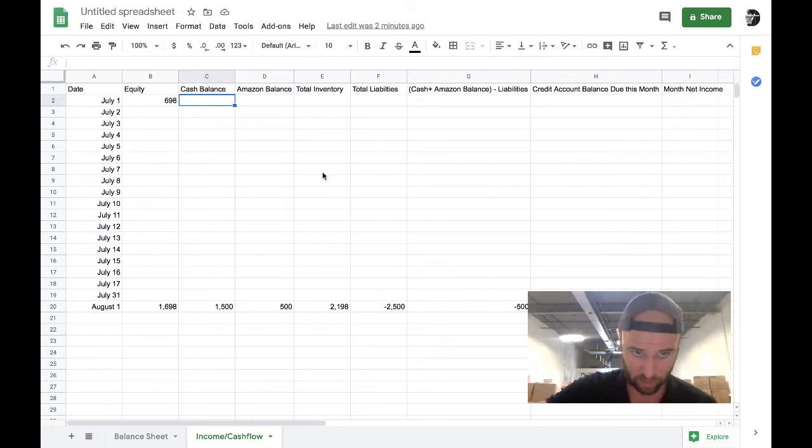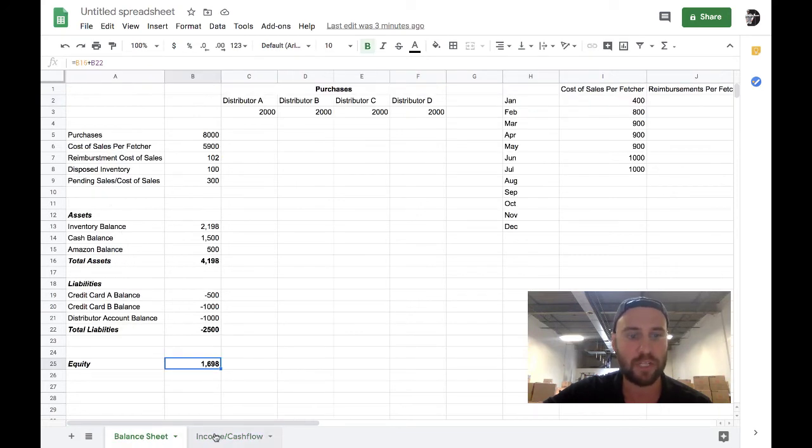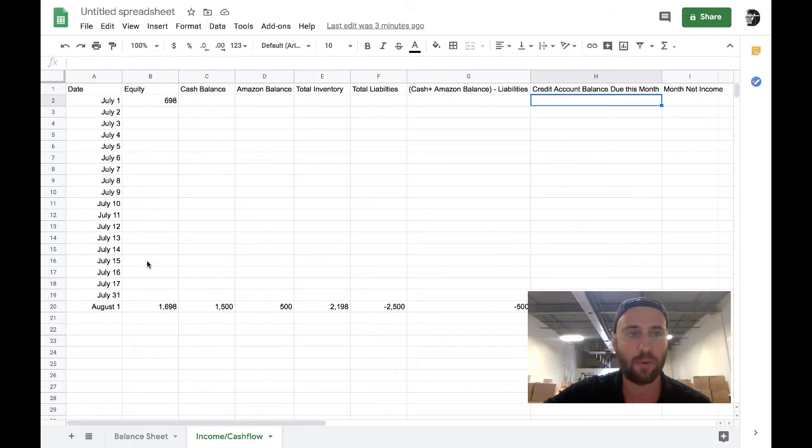So this spreadsheet will help you track your cash flow, and over time you'll get a great idea of exactly how much money you can invest in inventory every single day and still have the cash back in your account at the end of the month to pay your bill. So here you have it. This is how I use Fetcher and spreadsheets to track not only my balance sheet, but my cash flow and my income reconciliation.